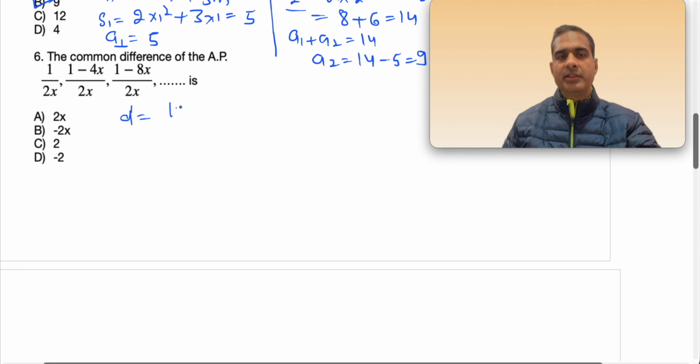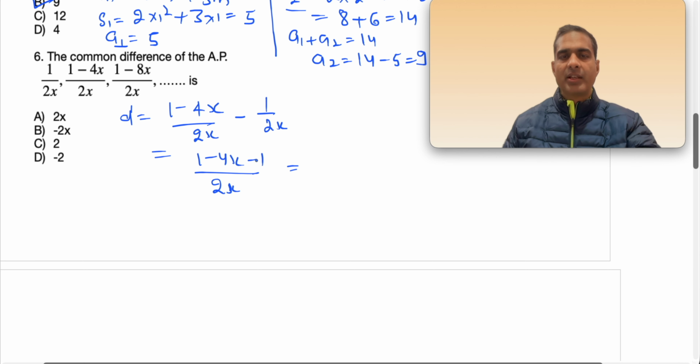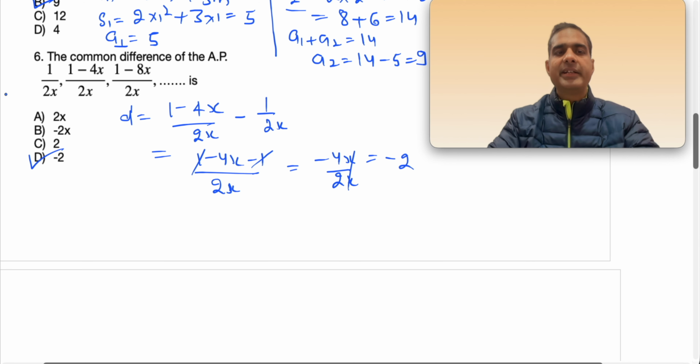So second term here is 1 minus 4x divided by 2x, minus the first term, which is 2x. Now this is quite easy because the denominator is the same, so we don't need to worry. We will just subtract the numerator and we will keep the denominator same. So 1 and minus 1 got cancelled out, so minus 4x by 2x. So x got cancelled out, minus 4 by 2 is minus 2. So the common difference is minus 2, so our answer will be option D.